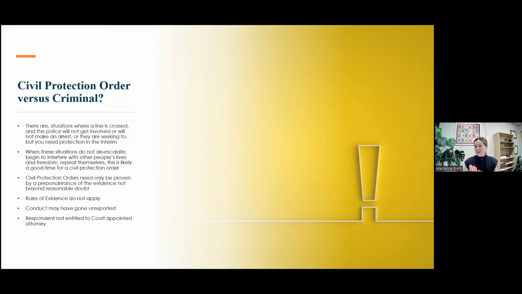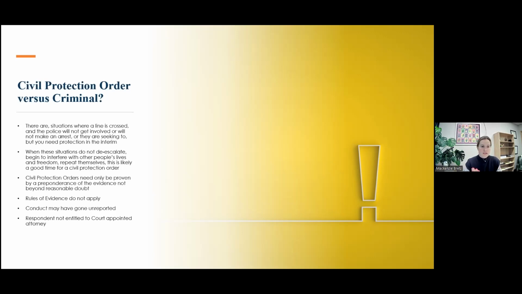One of the first questions we sometimes encounter is why would a person file a civil protection order versus something criminal? There are many different reasons for this. I'll review some of them. Firstly, there are some situations where you may feel unsafe or uncomfortable, but police are not willing to step in or do anything. They don't see a violation there. So this is a point where you could file a civil protection order for your safety.